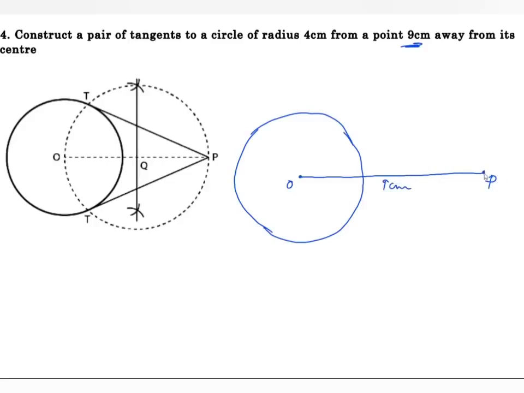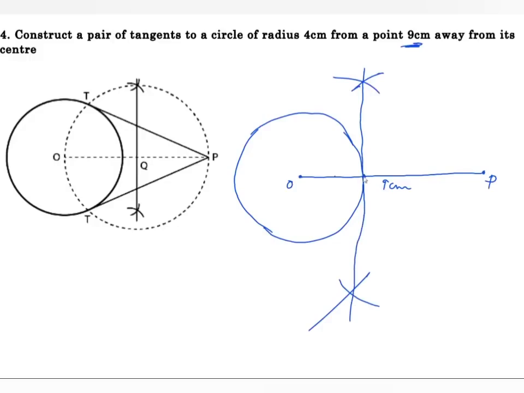Next, from the point P, take your compass and measure more than half of this line segment. From the point P, take more than half, cut an arc here and here. In the same way, from the point O, without changing the measurement, cut an arc above and below and join this.